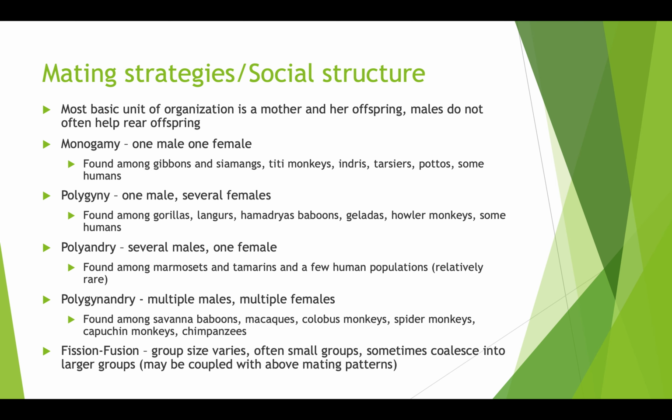The most basic unit of social organization among primates is a mother and her offspring. That is ubiquitous. That is what we find across all species. We don't find female primates abandoning their offspring to be raised by males, for example. In fact, among primates, we don't find very much male care at all. Even among the relatively monogamous species like gibbons and siamangs, females are still doing the preponderance of the actual offspring rearing. There are some exceptions.